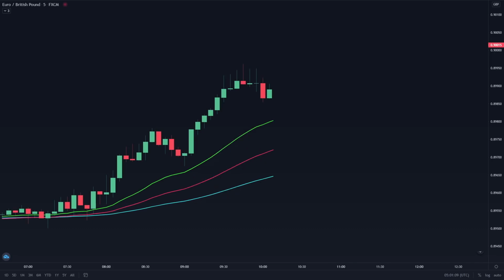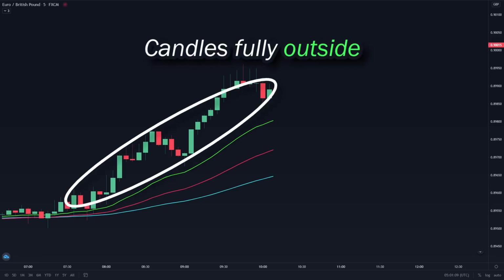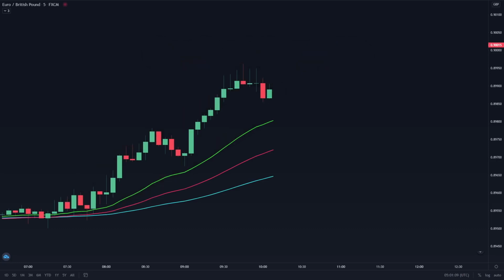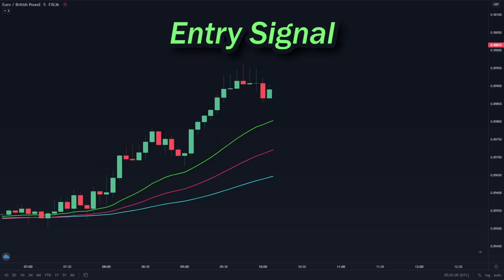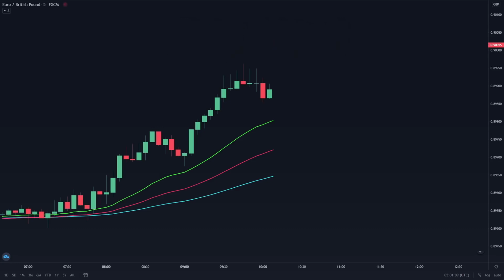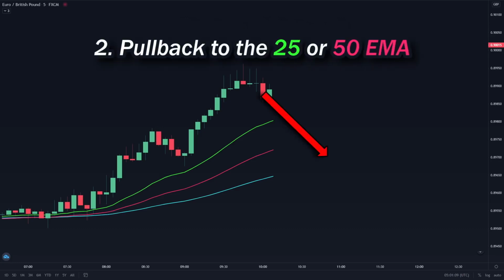The position of the candles is also important. You want to find a setup where the candles are fully outside of the 25 EMA like this. So once you've identified a setup, the next step is finding our entry signal. Our entry signal will be when the price makes a pullback and closes below the 25 or 50 EMA. Let me show you what I mean.